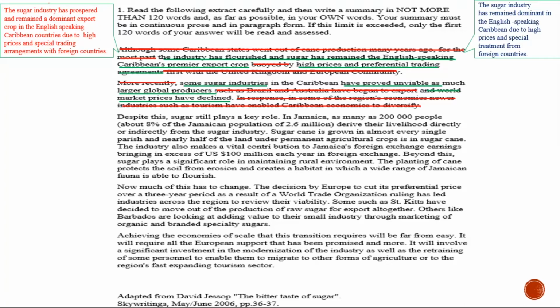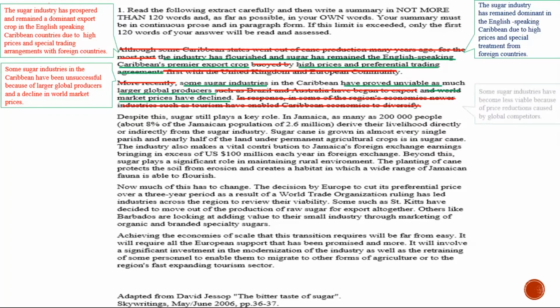You are going to see as we get further on down that there is going to be a mention of tourism, but for right now, it is irrelevant in this particular paragraph. The paraphrase version says, some sugar industries in the Caribbean have been unsuccessful because of larger global producers and the decline in world market prices. This is what I understand from the paragraph that is a main idea.